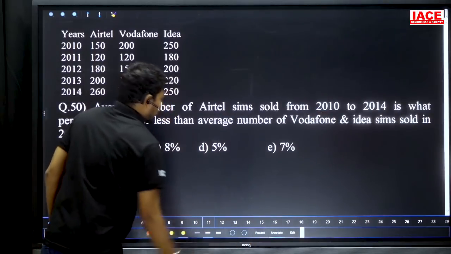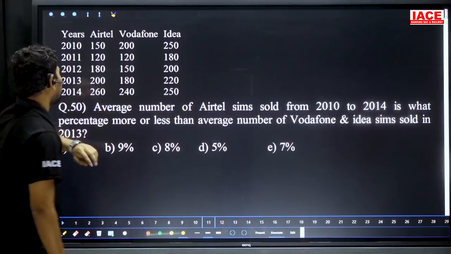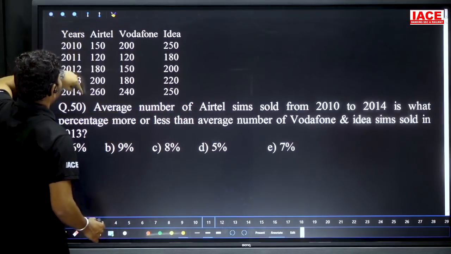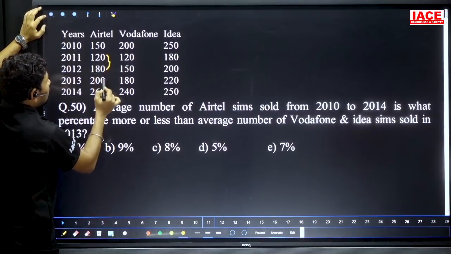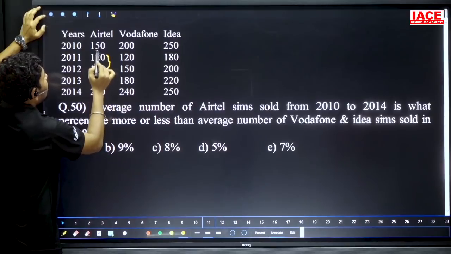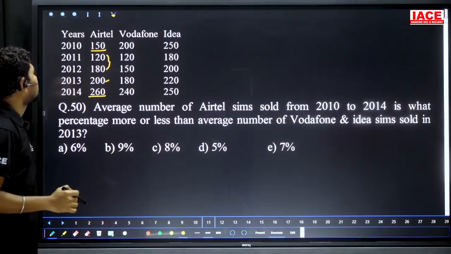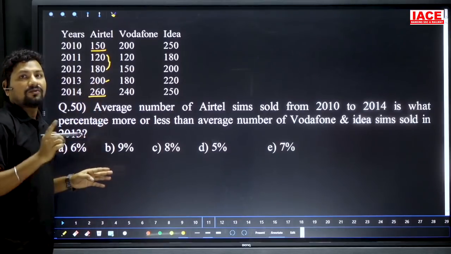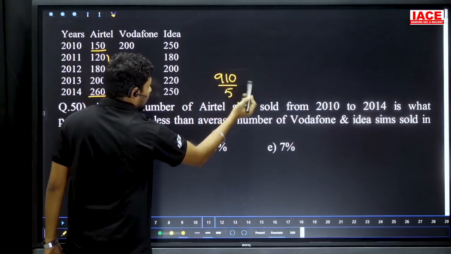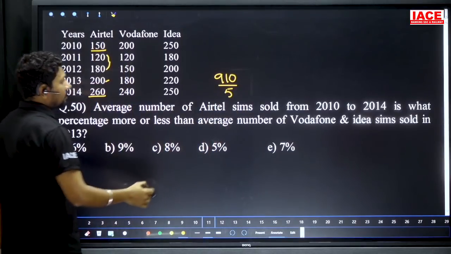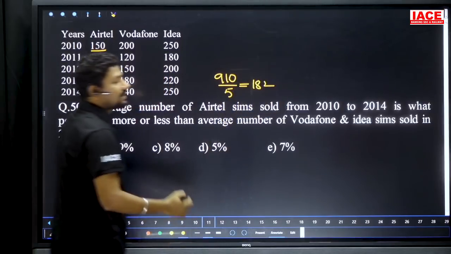Next. Average number of Airtel SIMs sold from 2010 to 2014. Airtel SIMs 2010 to 2014. This total value is required, that too with average. 120 plus 180, 300. 300 plus 200, 500. 150 plus 260, that value is what? 410. 410 plus 500, it is 910. 910 by 5 because 5 years are there. By 5, here how many times? 5 18s are 90 and 5 2s are 10.